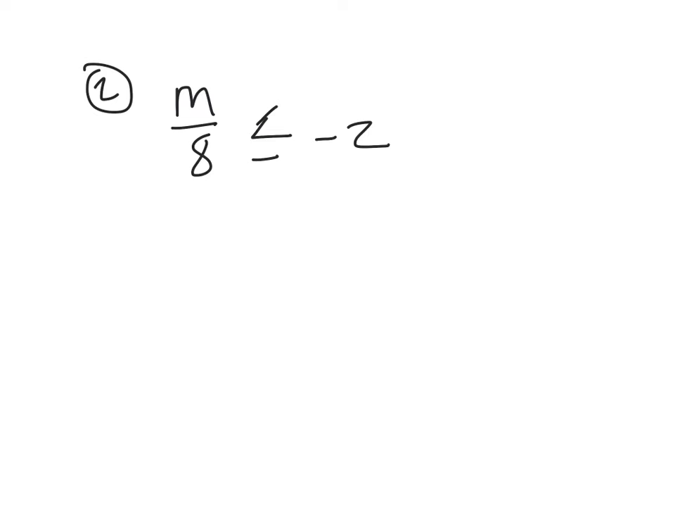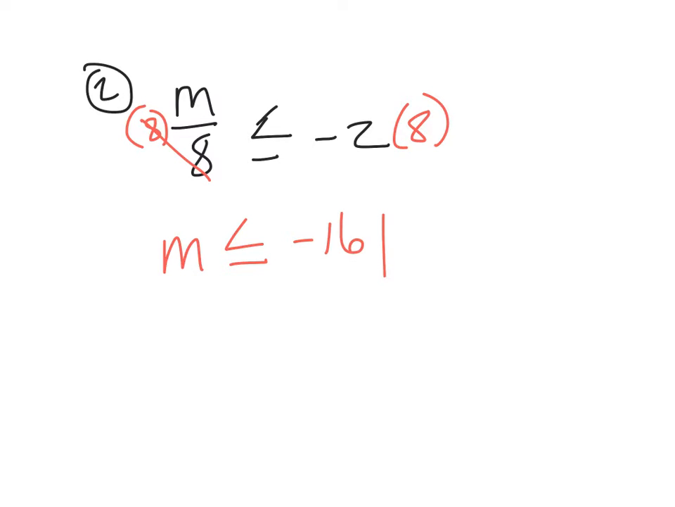Now you see over here this has a negative number. We're not moving that negative number. So as long as that's the number we're not moving, then you're not going to flip the sign. We're just moving this 8. So since it's division, I'm multiplying times 8. These cancel. m is less than or equal to -2 times 8, which would be -16. So there's my final answer.